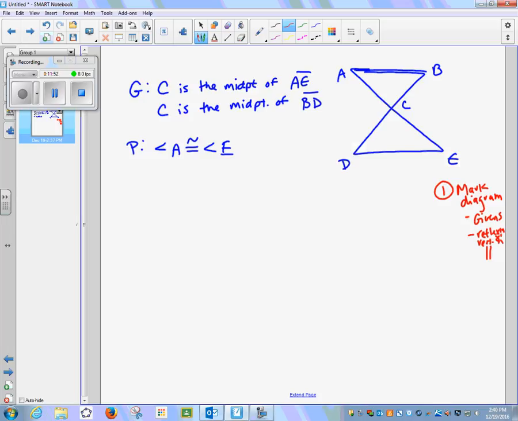Don't mark what you're trying to prove. Okay? That brings up a good point, guys. Don't mark A congruent to E. That's not a given. That's what you're trying to prove. Do not mark what you're trying to prove. That will confuse you when you're trying to figure out which postulate to use. So only mark your givens and then other things that you know just from your geometry knowledge.